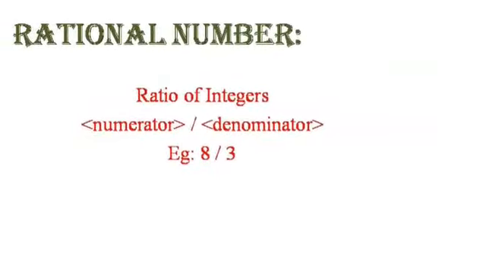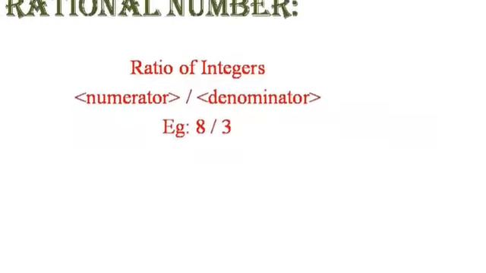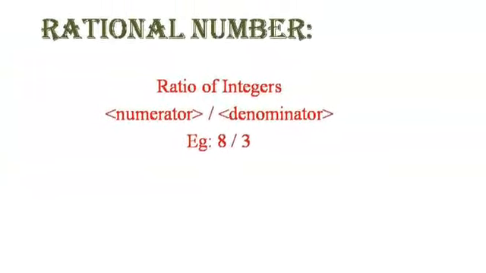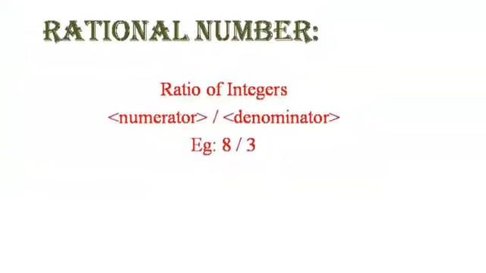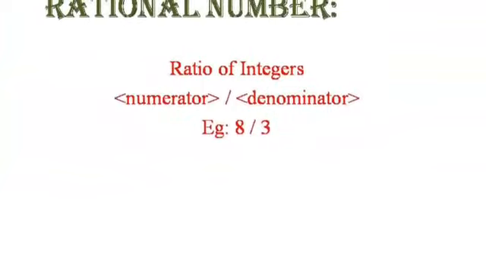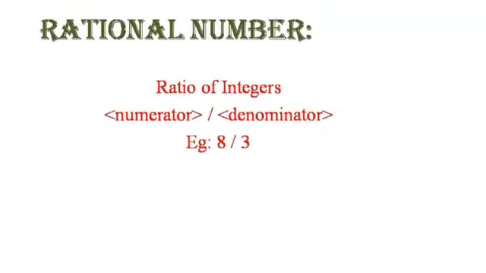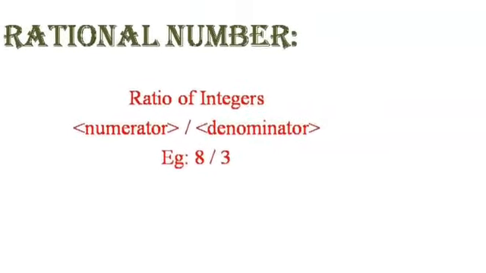A rational number is a ratio of integers. Rational numbers constitute an important subclass of real numbers. So, a rational number is a ratio of integers. It contains numerator divided by denominator, example 8 by 3. Numerator and denominator are integer numbers.